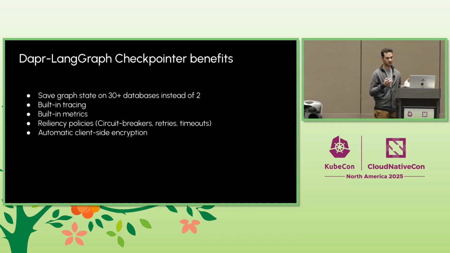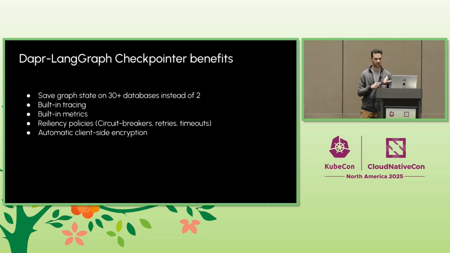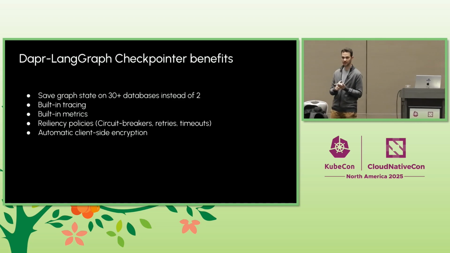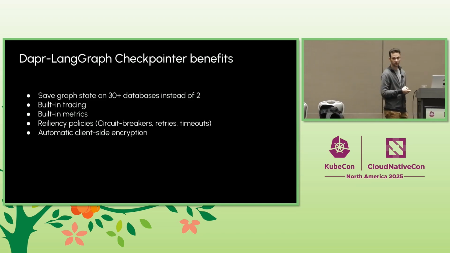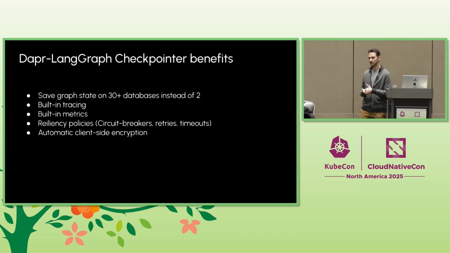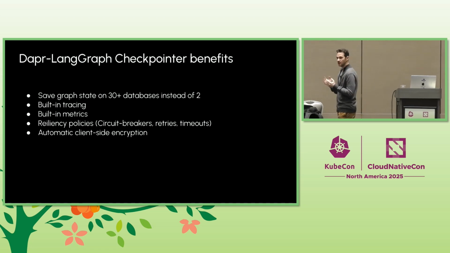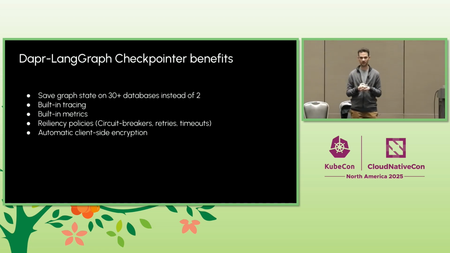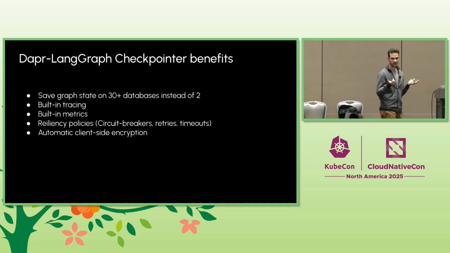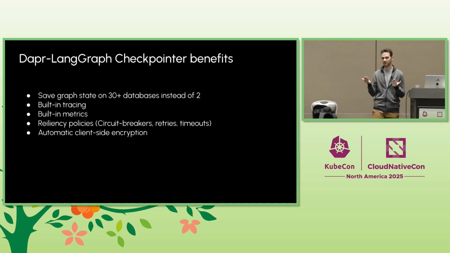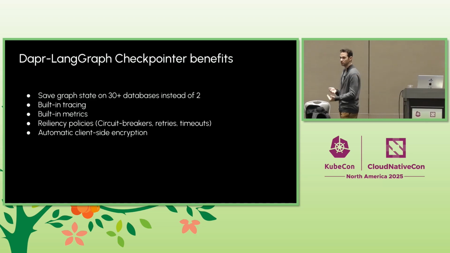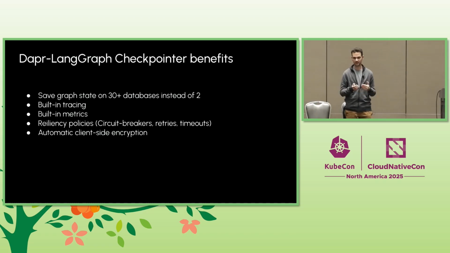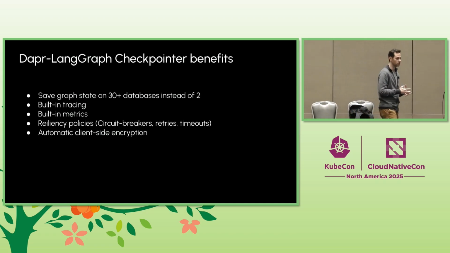But with it, you will also get built-in tracing. You'll get built-in metrics, requests per second, error rates, and latency for all of your LangGraph interactions, and you'll get the ability to put resiliency policies. If you're using just the regular Postgres LangGraph checkpointer, if it fails to save, it'll just die and the process will crash. But if you use Dapr, you can use Dapr resiliency policies. You can put circuit breakers, retries, and timeouts to make the saving aspect of things way more resilient.